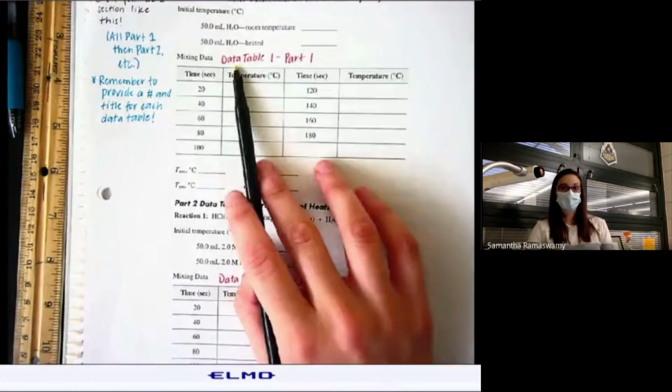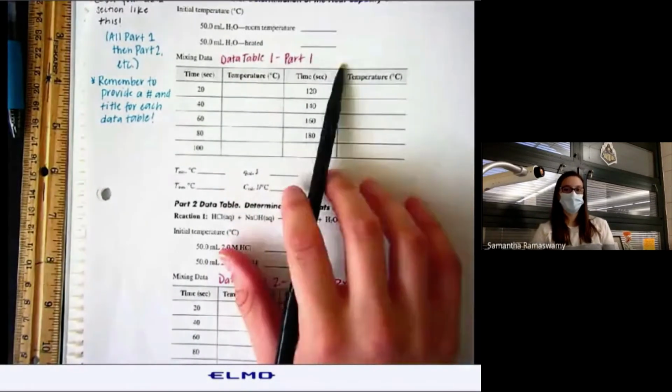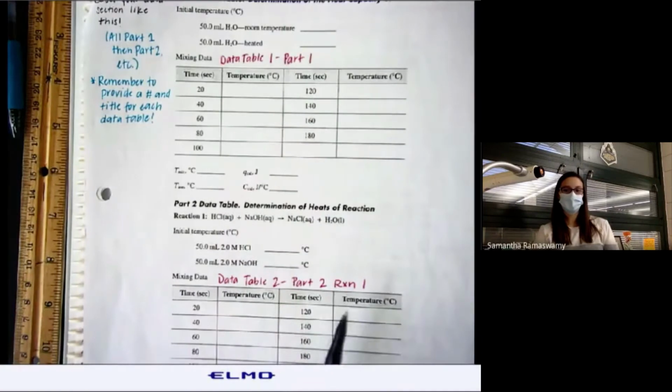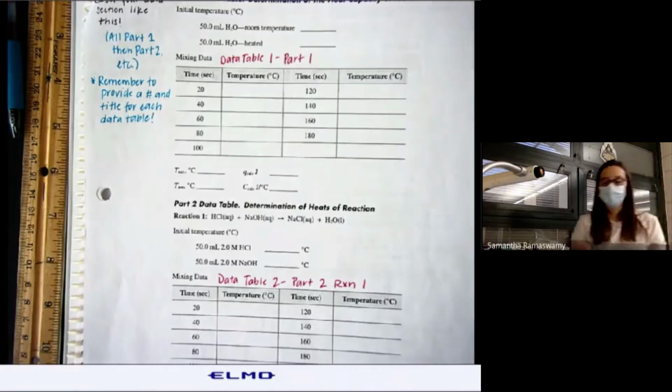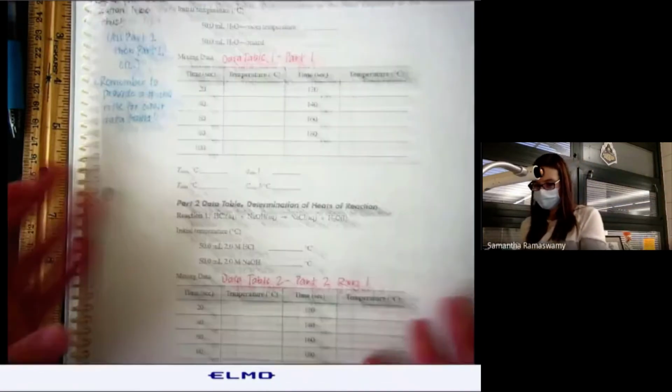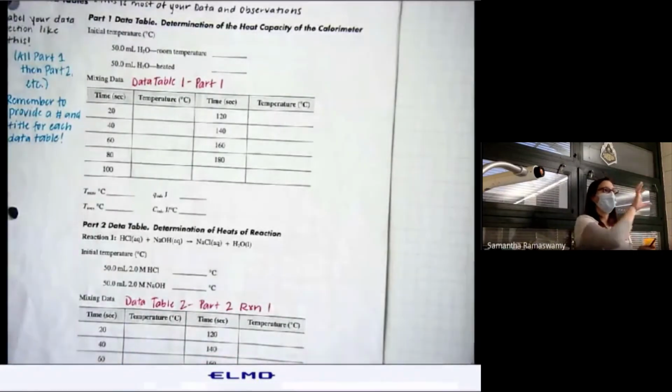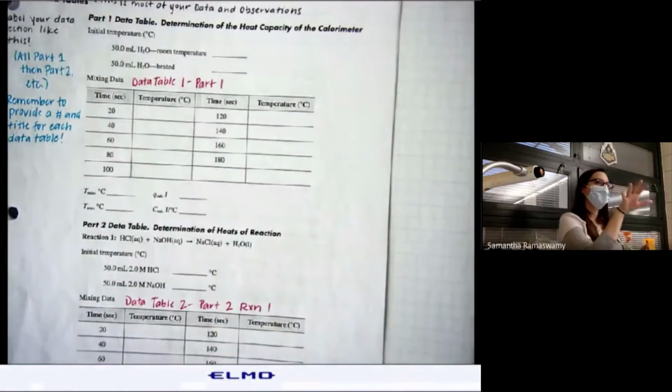So like this, data table 1, part 1. Down here, data table 2, part 2, reaction 1. Your next one would be data table 3, part 2, reaction 2. So I want to go through and just look at how this would look. I'm going to work all the way across on the page. If you do your data and observations down this one column, then you just work down one column and flip the page when you need to.